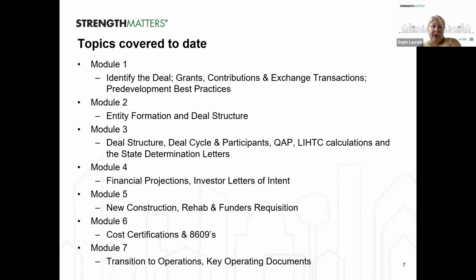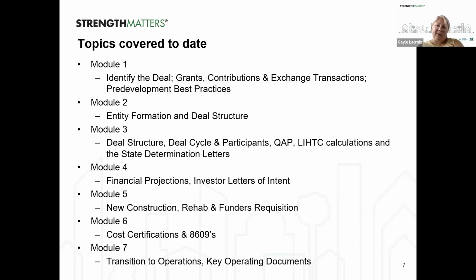So here's where we started. We started by identifying the deal. Some of you only figure that out when a check shows up. So we talked about that. We talked about what those early revenue sources look like and what they are. Are they a grant, a contribution, or an exchange transaction? And we explained the differences in the accounting that you would do for that. And we talked about pre-development best practices. Very important to start off on the right foot, awfully hard to catch up if you haven't. So I would encourage you to go back if you're doing a new deal and review that section.